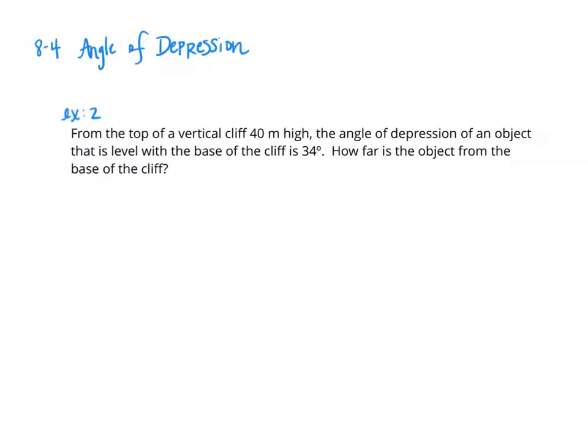Let's take a look at an example of angle of depression. So we've got from the top of a vertical cliff 40 meters high. So I'm going to go ahead and start drawing a picture. So I know that I've got this cliff that's 40 meters high. This would be the top of it. The angle of depression of an object that is level with the base of the cliff is 34 degrees.